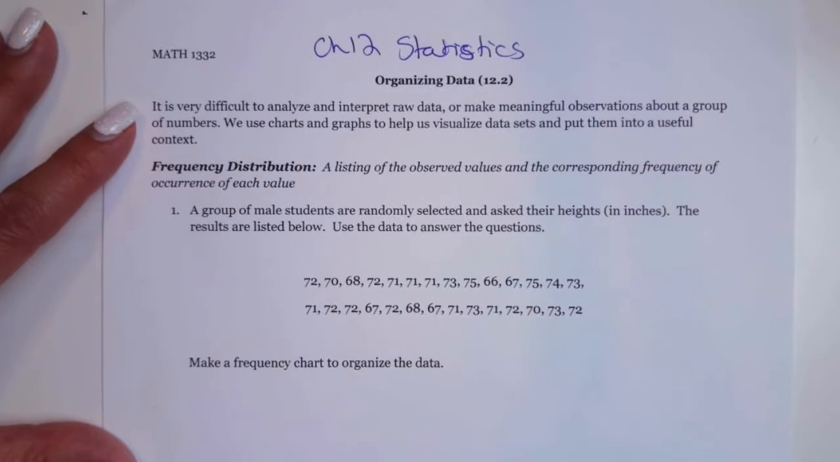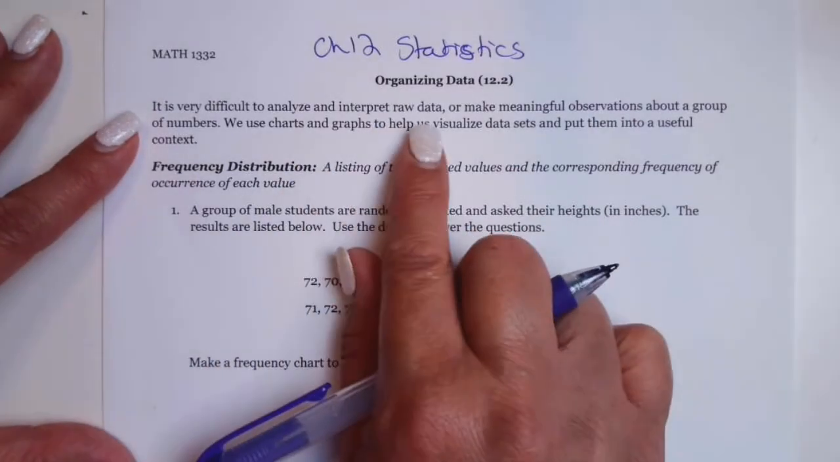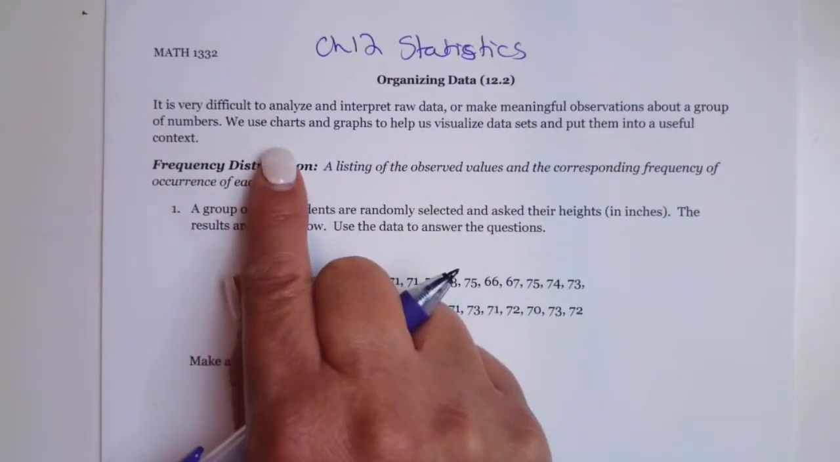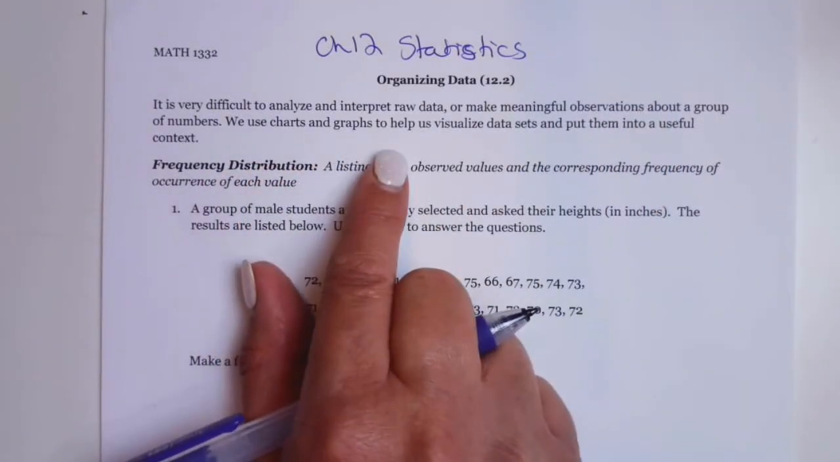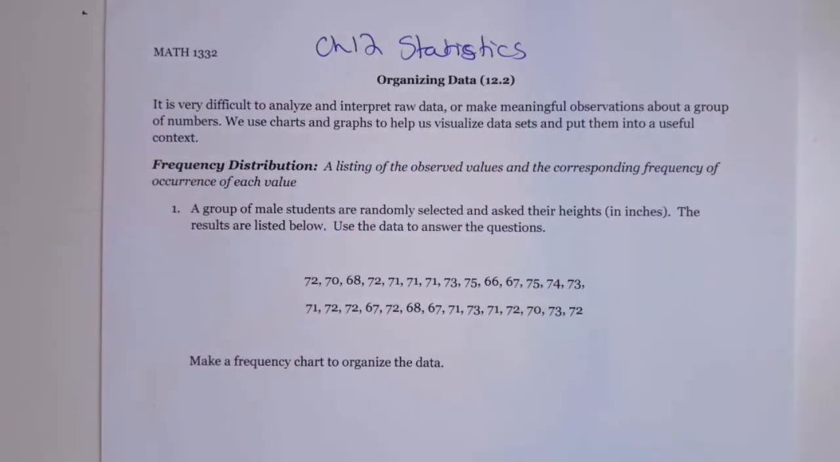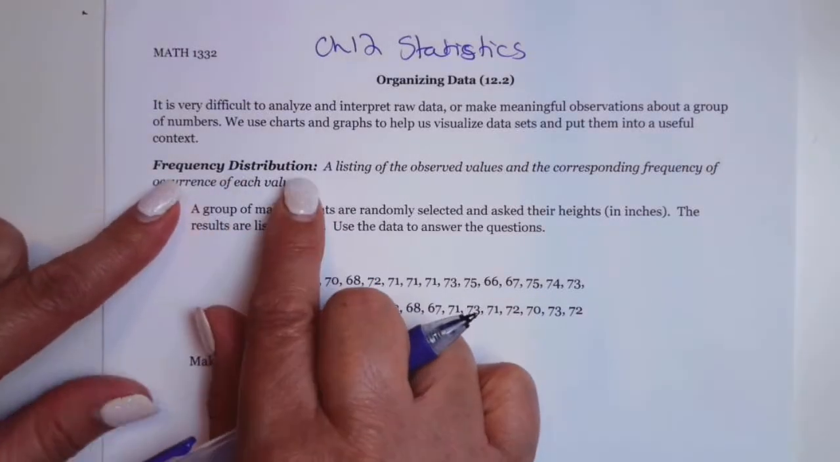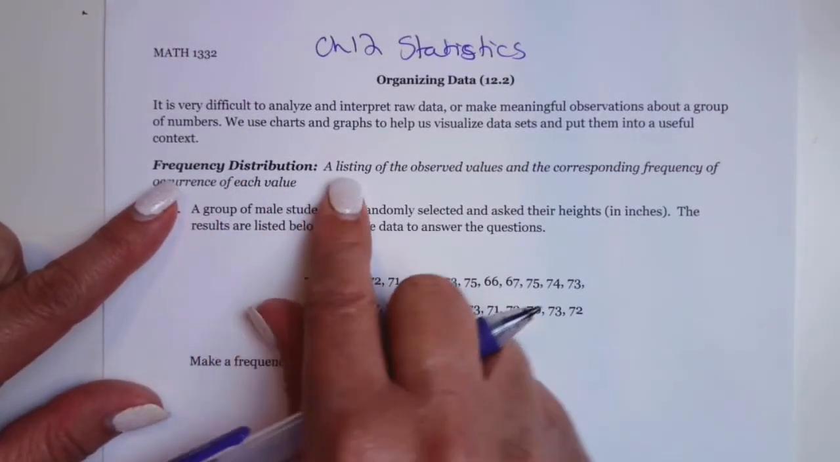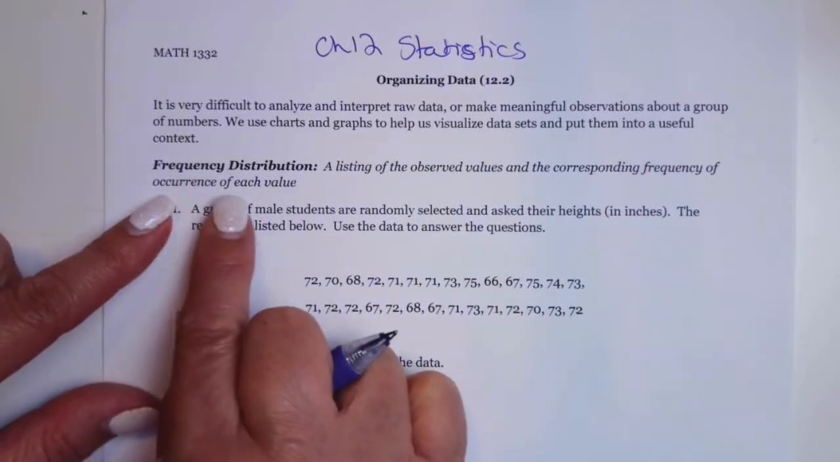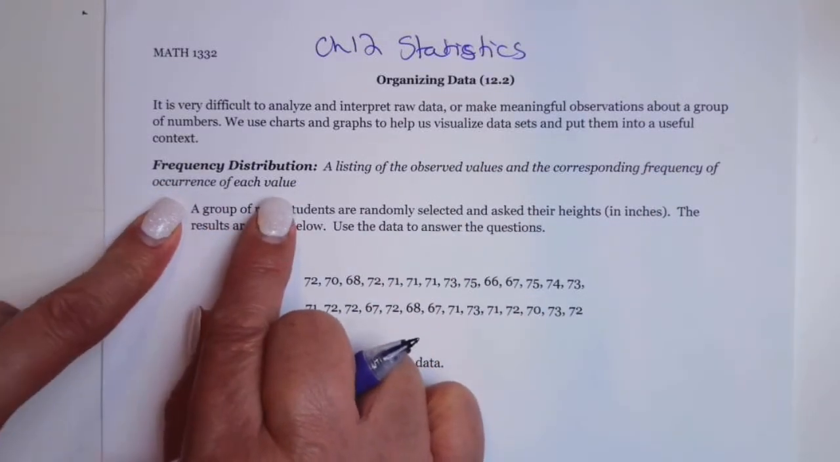So it is very difficult to analyze and interpret raw data or make meaningful observations about a group of numbers. We use charts and graphs to help us visualize data sets and put them into a useful context. Frequency distribution is what's called a listing of the observed values and the corresponding frequency of occurrence of each value.